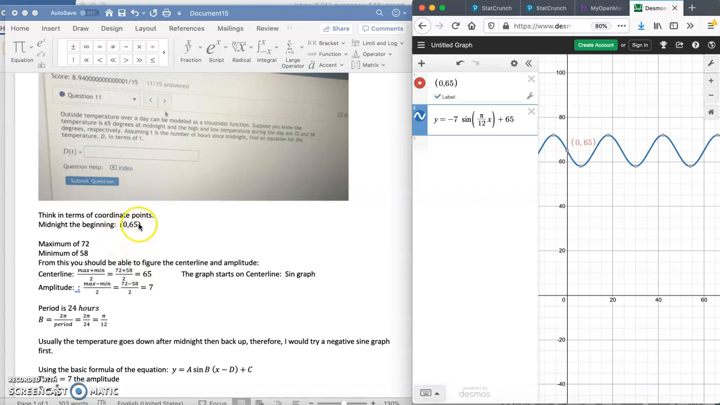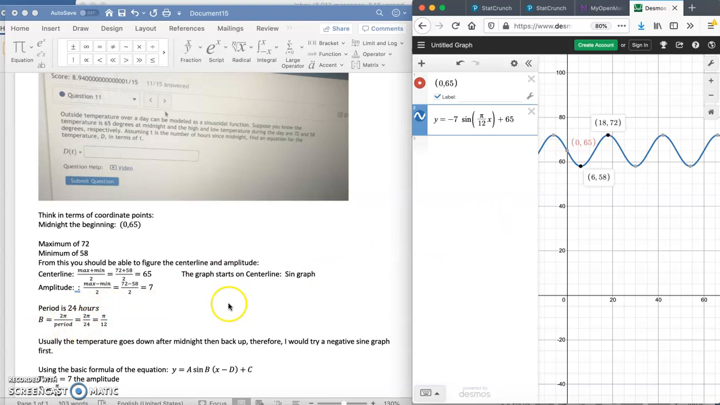So that 0, 65, and 65 tells me that the graph is starting at the center line. And when we start at the center line like this, generally we write it as a sine graph. So I'm going to use a negative sign because the temperature usually goes down before it goes up. After midnight, the temperature is still continuing to go down, and then it goes back up during the day. And we reached a minimum. The temperature here, the minimum is 58. The maximum here is 72.